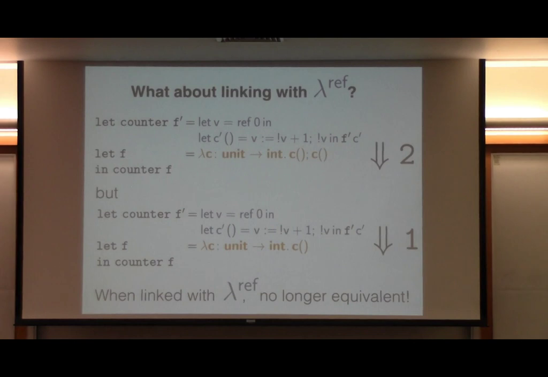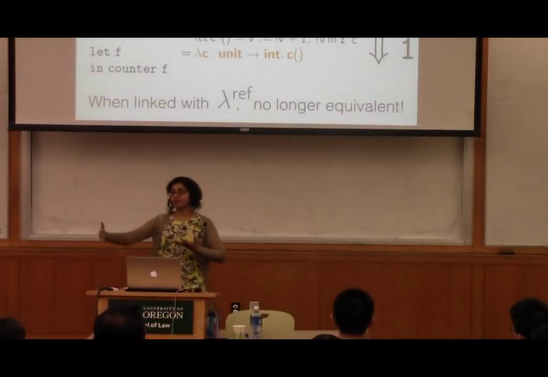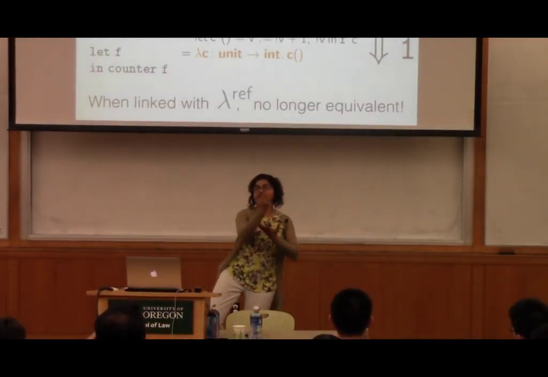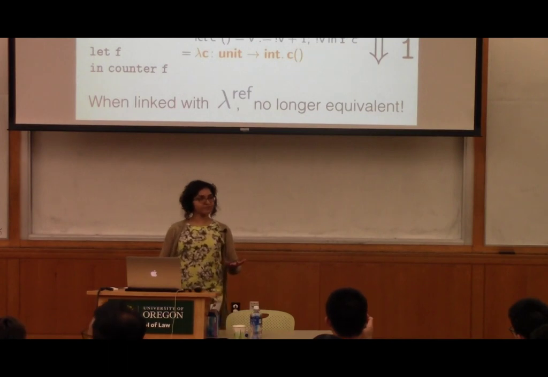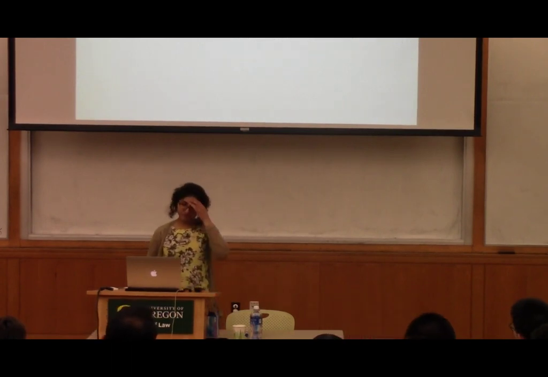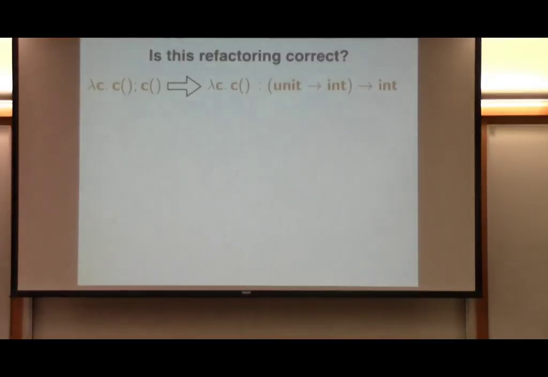Because now the stateful counter that's flowing in is not flowing in from the orange language. It's flowing in from the stateful language, which has much more expressive power. It's flowing in, and this time I get back a 1. So my refactoring is no longer valid. These two are no longer equivalent, if blue code with references can just flow into my orange functions.